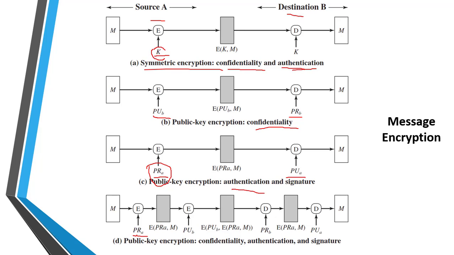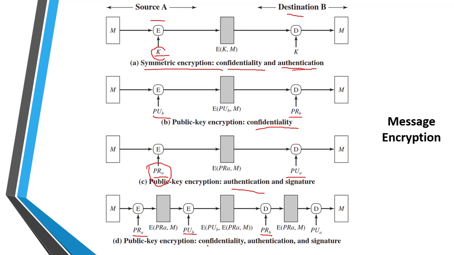So here we are getting the authentication, and after that, on that encrypted message, we are using the public key of B, and then send the message. So here we are using the public key of B. So only the user B has its private key. So user B can decrypt that message.